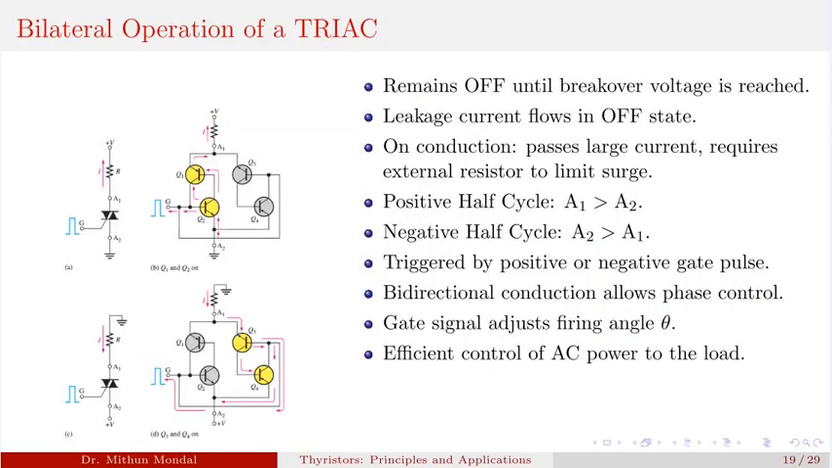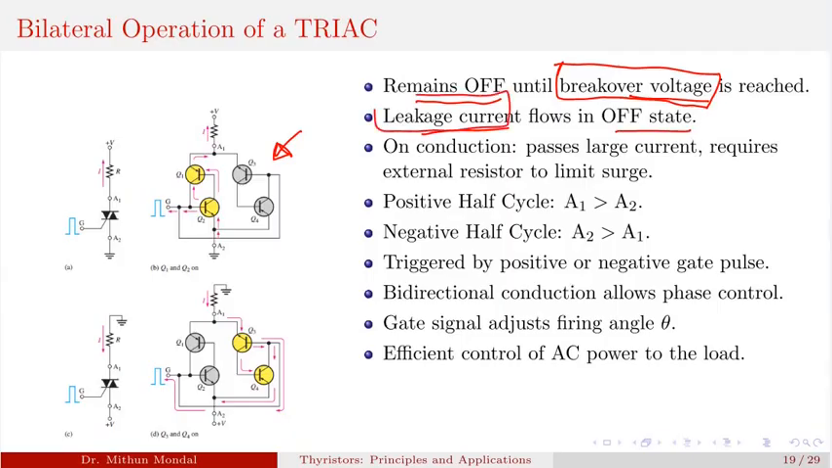So here again, this is basically a 2 transistor model, where we will use 2 transistors for one diode and 2 transistors for another diode. So totally 4 transistor operation will be there, Q1, Q2, Q3 and Q4. However, only 2 transistors will be on for each gate pulse. So it will remain off until the breakover voltage is reached. So we require to cross this breakover voltage to turn on the thyristor, which is in the form of a Triac now. The leakage current will flow in the off state.